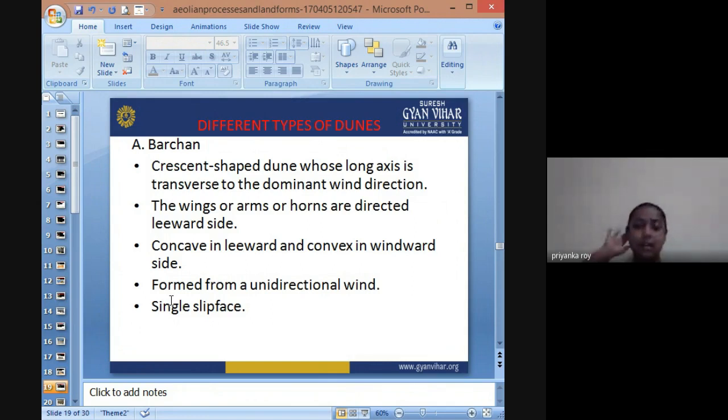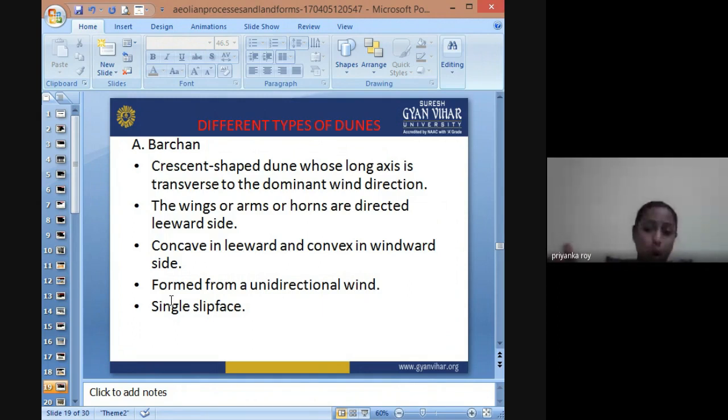It is basically like this. It makes a concave side. So this area where wind is coming, if you see my hand, this area where wind is coming makes a convex shape, and all the sands are deposited on this windward side. When it is the leeward side, it makes a concave shape, or you can call it a crescent shape, or a moon shape, where the two arms are called horns of the dunes.